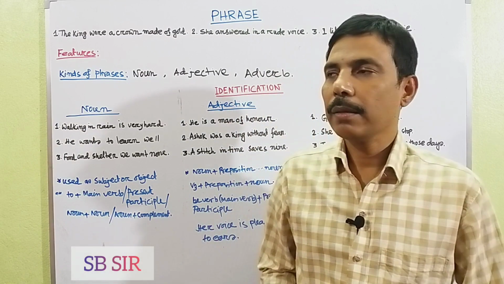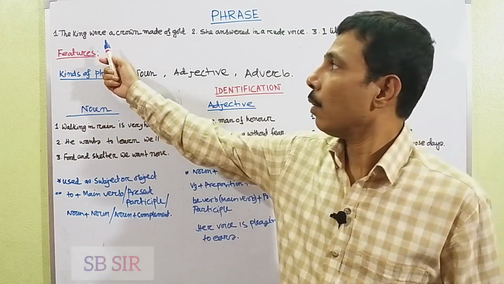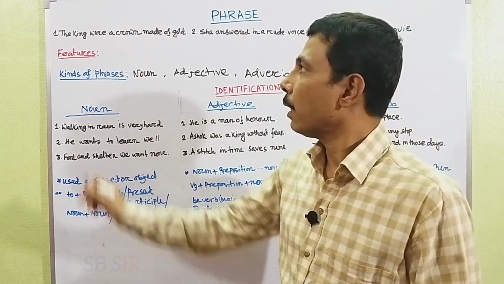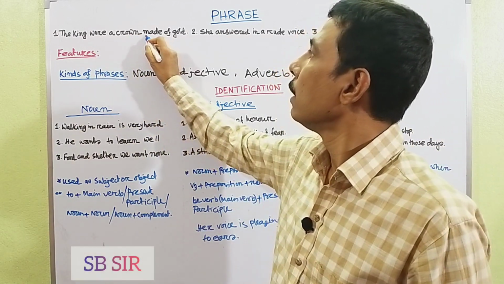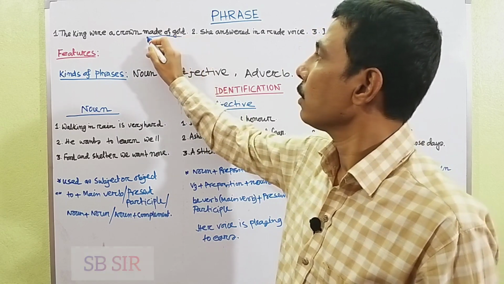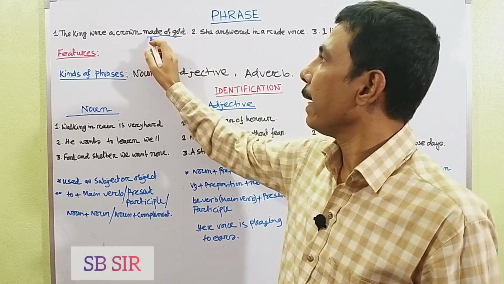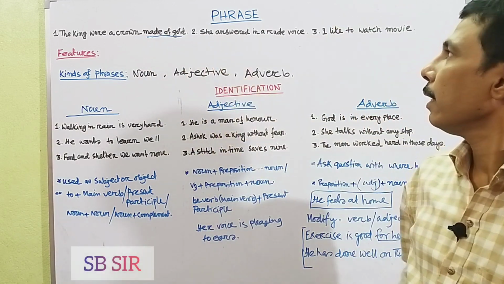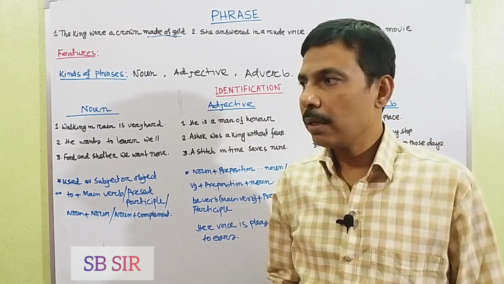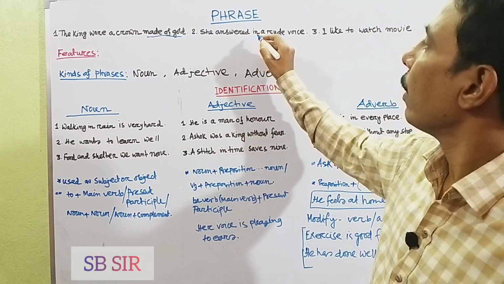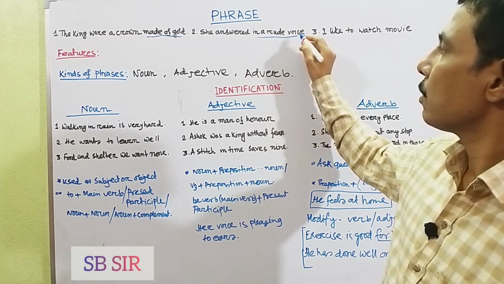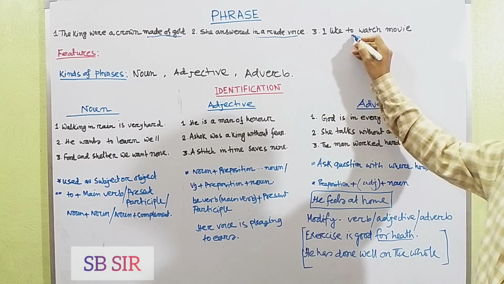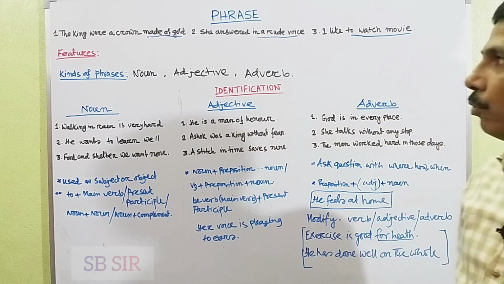Now, at first, we take some examples of phrases. I have already written here the phrase: The king wore a crown made of gold. I underline this portion at first. How is the crown? Crown is made of gold. In the second sentence, you can see here, she answered in a rude voice. So, in a rude voice, I underline these words. And number 3, I like to watch movie.